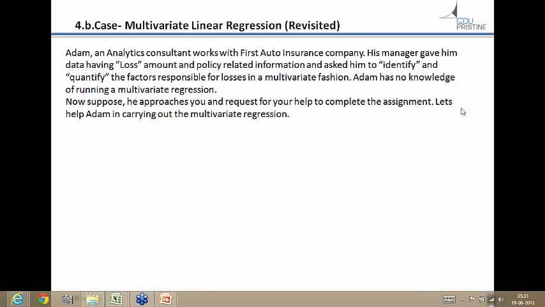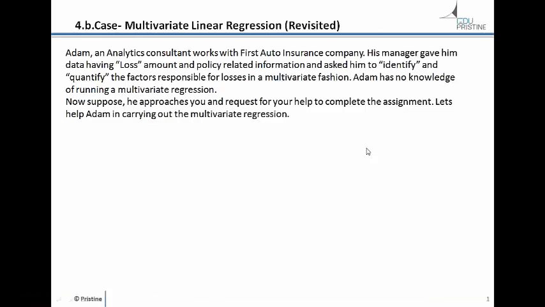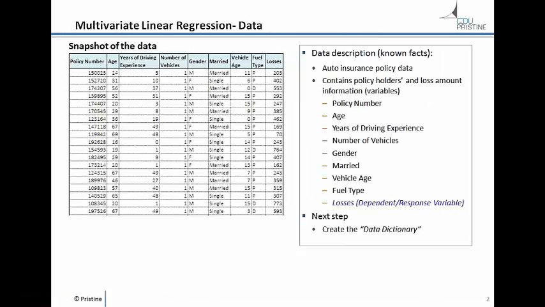Okay, so to start with, we will be covering the first and the second part of this case study in today's webinar. The first part is basically creating the data dictionary, and the second part will be bivariate analysis. The data given to us is in this format, in which we have policy number, age of the driver, years of driving experience of the driver, number of vehicles owned by the driver, the gender, if the driver is married or single, vehicle age, fuel type, and losses claimed basically.